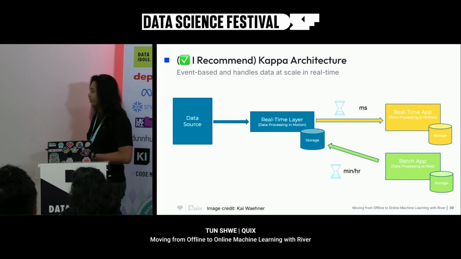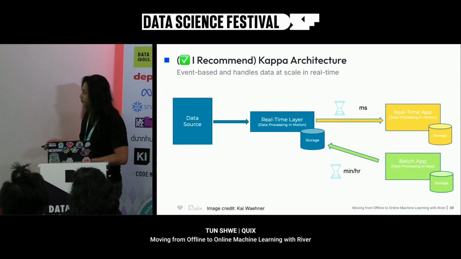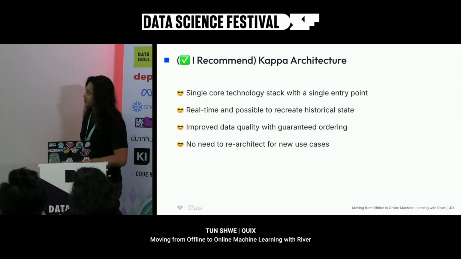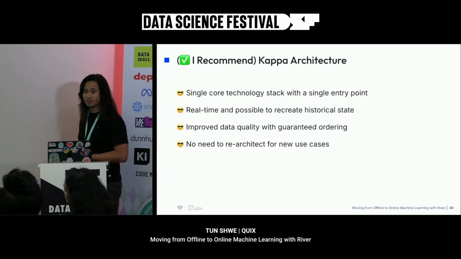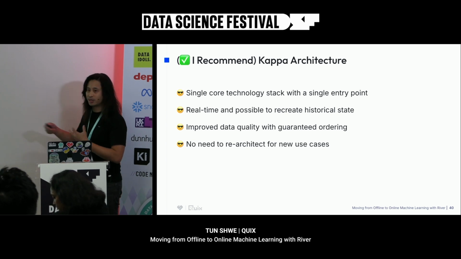And then you have another layer, which is your batch app layer. Keeping it like that means that you're always considering real-time first and you're trying to service it. If you can't use that real-time data, you go and fetch it from the historical data. You've got a single core technology stack with a single entry point, much simpler. And it's real-time, and it's possible to recreate that historical state.